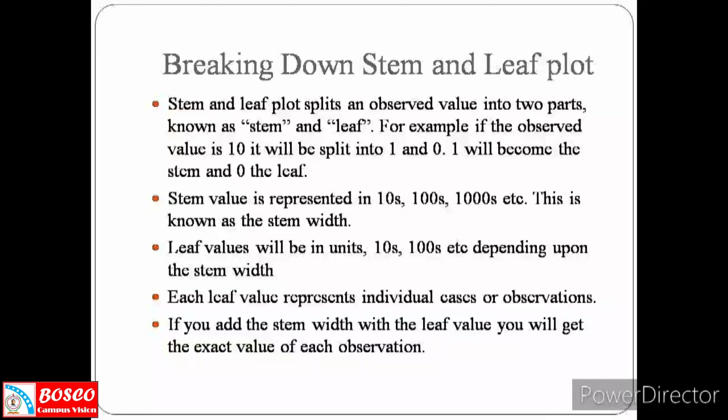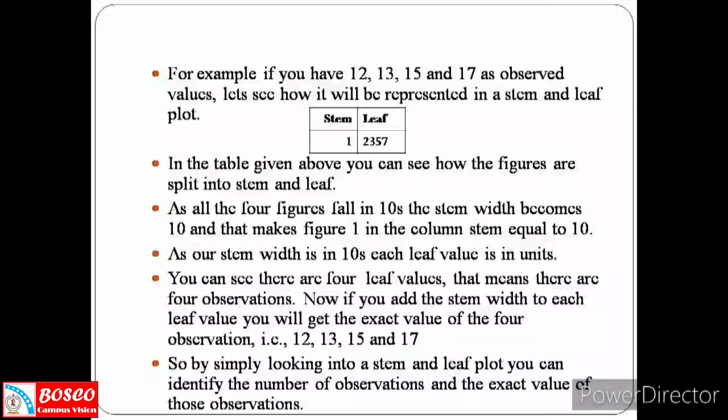Each leaf value represents an individual case or observation. If you add this stem width with the leaf value, you will get the exact value of each observation. Now we will move on to an example. For example, if you have 12, 13, 15 and 17 as observed values, let's see how it will be represented in a stem and leaf plot. As you can see in the table, you can see how the figures are split into stem and leaf.